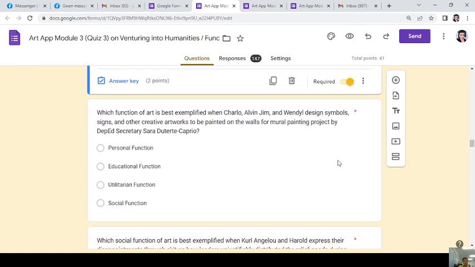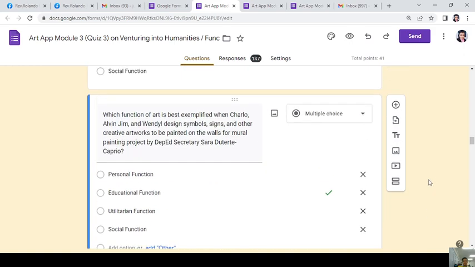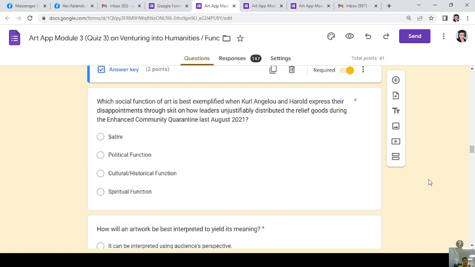No. Next, which function of art is best exemplified when Charlo, Alvin Jim, and Wendell design symbols, signs, and other creative artwork to be painted on the walls for mural painting project by DepEd Secretary Sara Duterte Caprio? DepEd, its educational function.